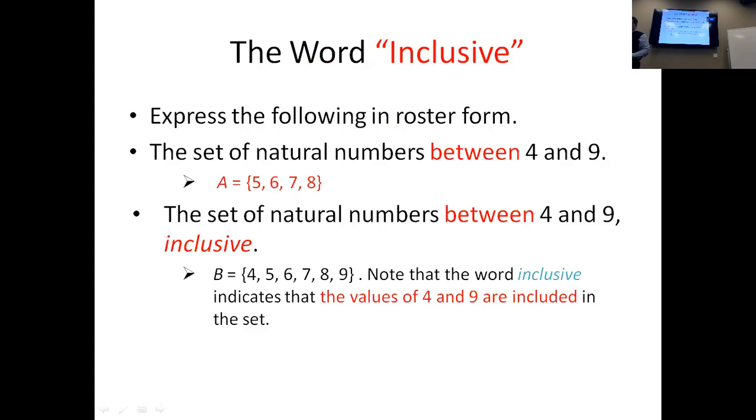When we use inclusive for sets, for example, the set of natural numbers between 4 and 9, it means 4 and 9 are not included. So we have set A: 5, 6, 7, 8. These are between 4 and 9. If we say the set of natural numbers between 4 and 9 inclusive, meaning 5, 6, 7, 8, but the numbers 4 and 9 are also included in the set.